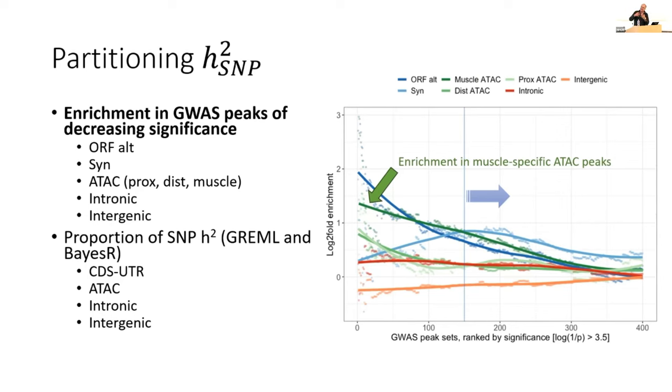And if we bring in ATAC subdomains, what we see is an enrichment in SNPs falling into muscle-specific ATAC peaks. You would say, oh, fantastic. But in fact, if I look where the signal is coming from, it's the same genes that are giving me the signal with the ORF-altering variants. So I'm not sure what that means, but I wouldn't believe it too much.